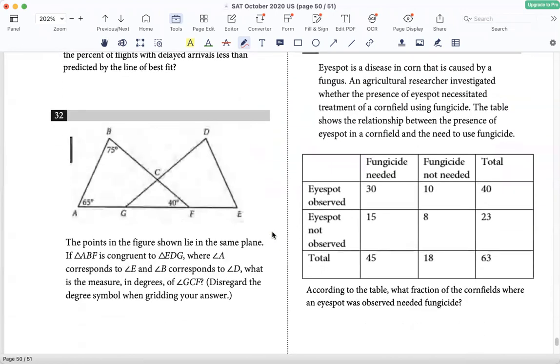The points in the figure shown lie in the same plane. If triangle ABF is congruent to triangle EDG, where A corresponds to E, so this is also 65. And B corresponds to D, so this is also 75. And this is 40. What is the measure of angle GCF? Yeah, so in this triangle, the sum has to be 180, so this is 100.